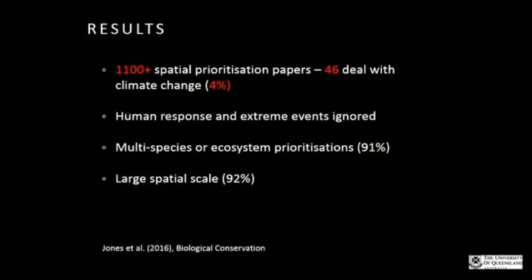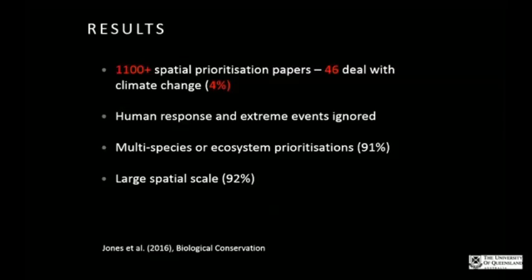What I found is that there's a very low number of approaches which actually deal with climate change, or try to. There were over 1,100 spatial prioritisation papers in 2008, so there'll be even more now, and I found only 46 papers which deal with climate change, so that's less than 4%. That's alarmingly low, given the impact that climate change is likely to have on biodiversity. I also found that human responses to climate change and extreme events are ignored. I found one paper which looked at each of those. Again, alarming, especially given that some studies have shown that human responses to climate change may outweigh the direct impacts of climate change. Generally the approaches were done at a large spatial scale, multi-species or ecosystem level.